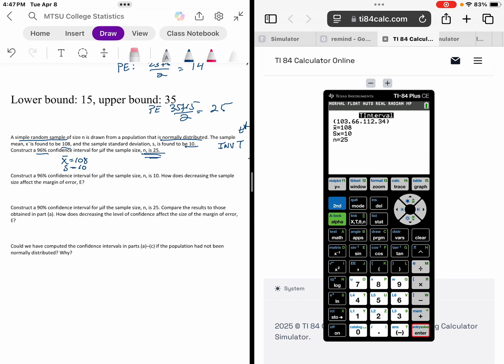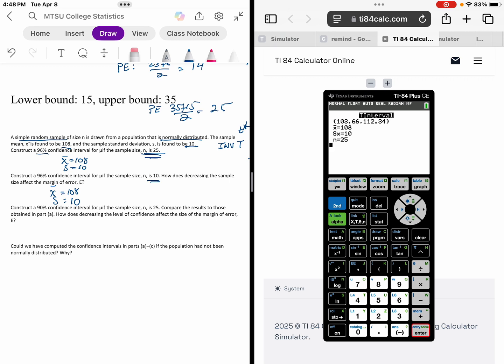Construct a 96% confidence interval for mu if the sample size n is 10. How does decreasing the sample size affect the margin of error? So they want us to use the same mean. They want us to still use X bar, and they want to use the same S. So X bar is equal to 108. Our standard deviation is 10. But they want us to change the sample size to be 10 instead of 25.